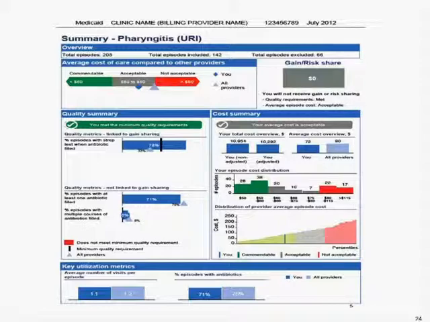The second section shows you the quality metrics that we're tracking, but they are not linked to gain sharing.